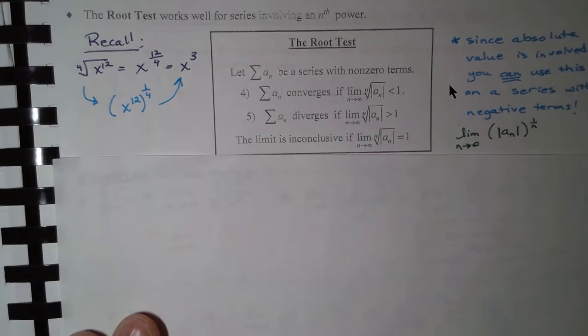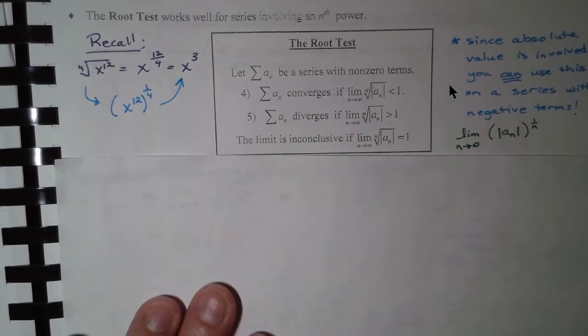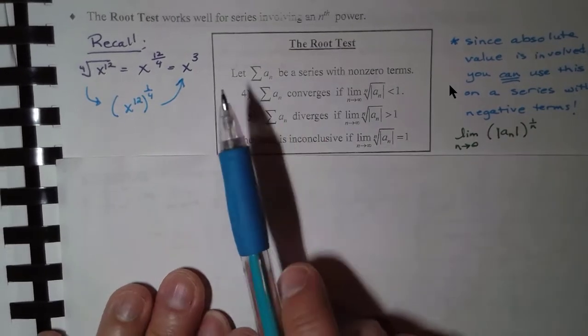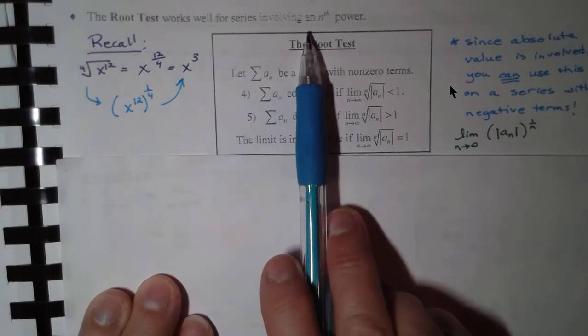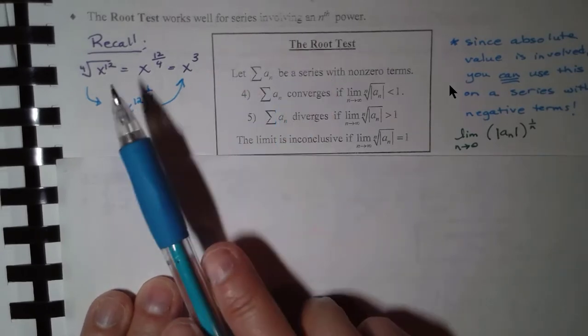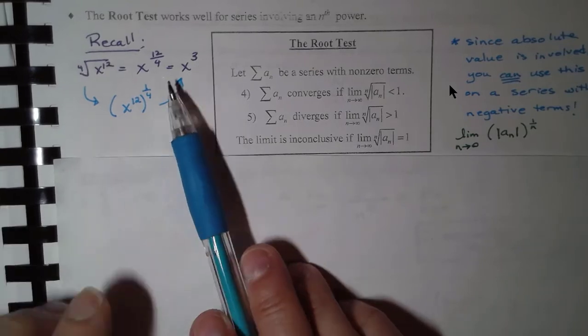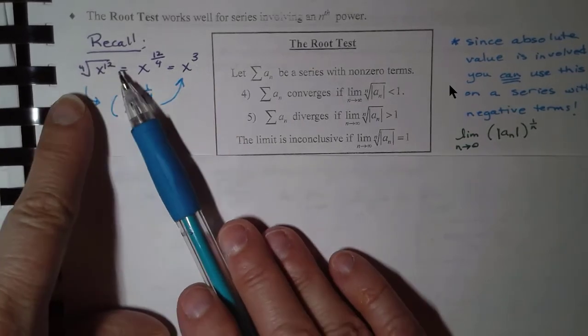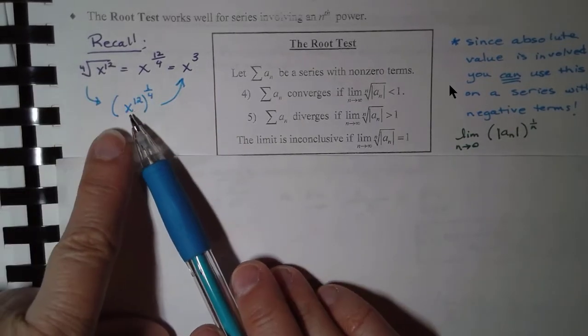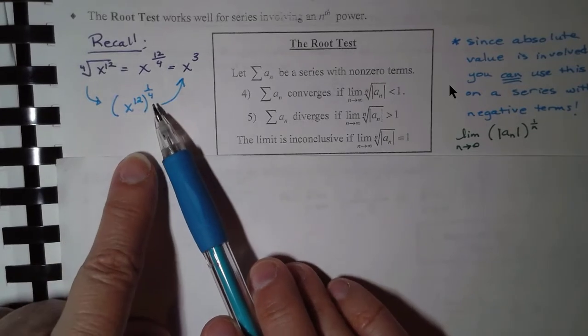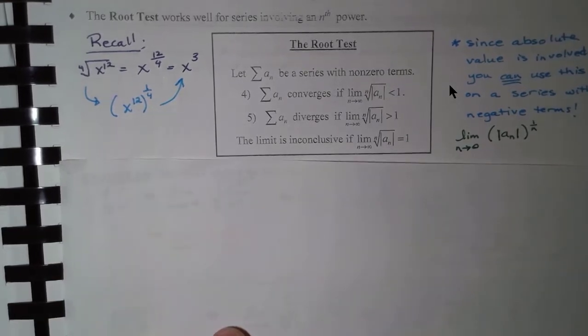Okay, our last test before the test is the root test. The root test works well for series involving an nth power. Let's just remember how those roots work. We know the fourth root of x to the 12th would be the same thing as x to the 12 fourths, which is x to the third. But the beauty here is really this piece. This is x to the 12th to the 1/4, and that's the property we're going to use.